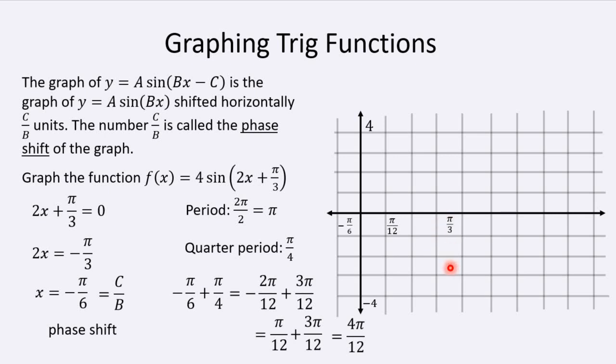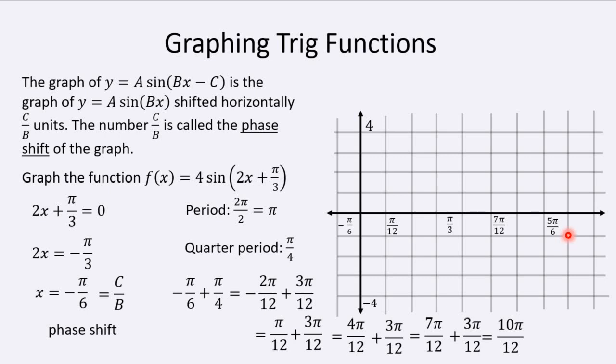Pi over 3. All right, so then I'm going to add another quarter period to that. So I'm adding another 3 pi over 12. Well, 4 pi plus 3 pi makes 7 pi over 12. 7 pi over 12 is the next quarter mark. Then I'm going to add another 3 pi over 12 to that. So adding another 3 pi over 12 gives me 10 pi over 12. 10 pi over 12 reduces to 5 pi over 6. So 5 pi over 6 is that last quarter mark. So there I have my 5 x values for my intercepts and my extrema, my maximums and minimums.